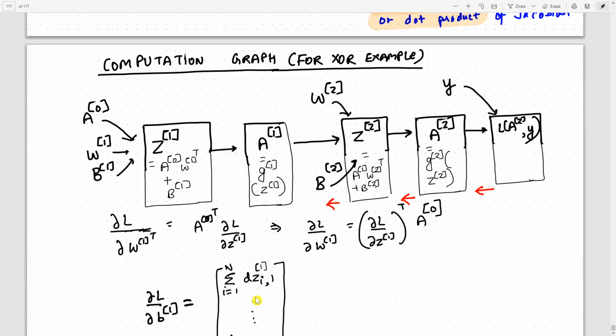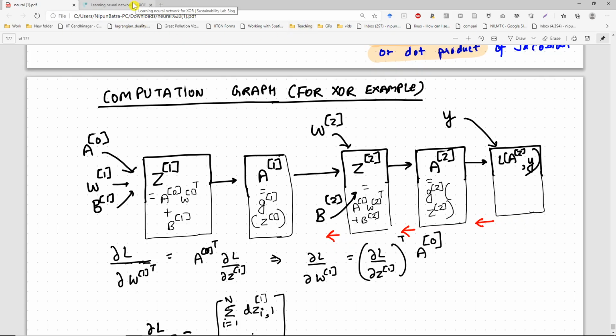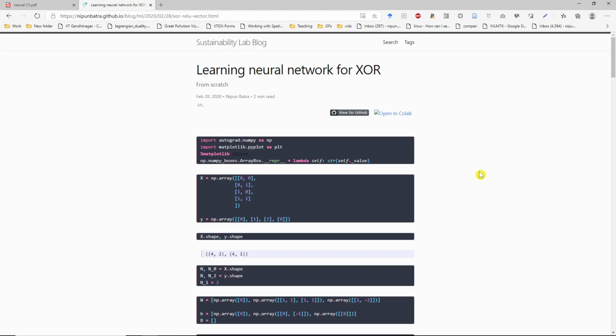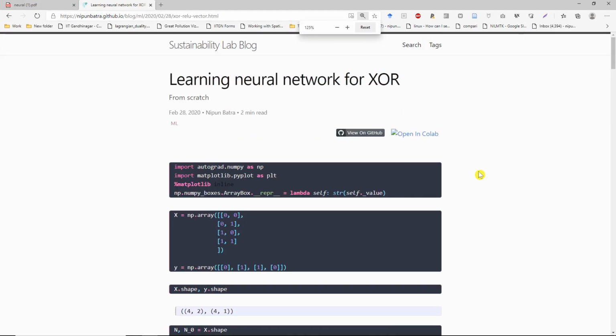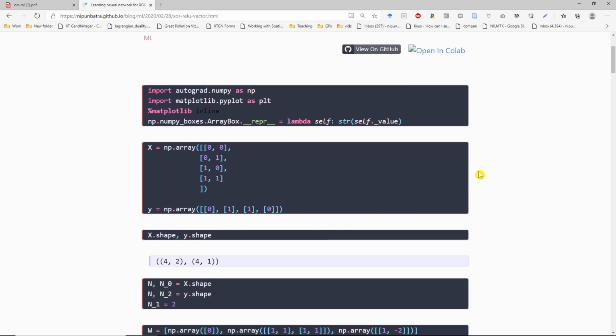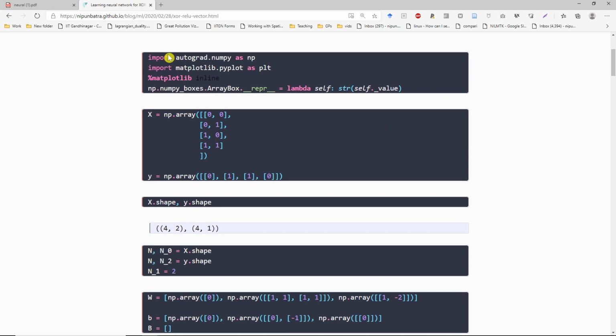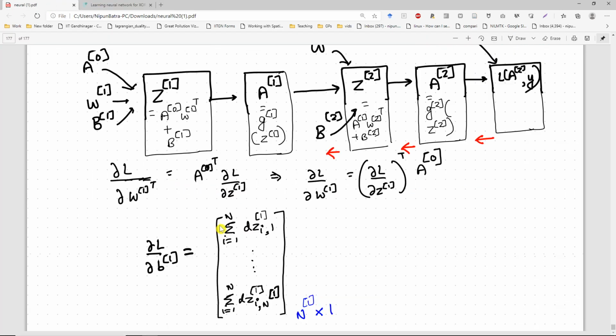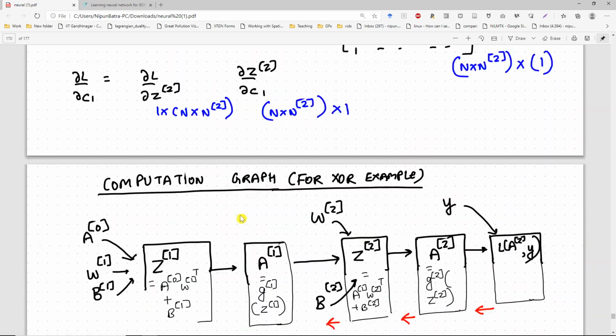And let me just show you a notebook which I had created on working out a similar example for the XOR case, where I had basically written these from scratch. I'm also importing AutoGrad, a library for automatically computing gradients, and showing that the gradient computed by AutoGrad is exactly matching the gradients which I've computed using the set of formulas that I've written over here in these previous slides.